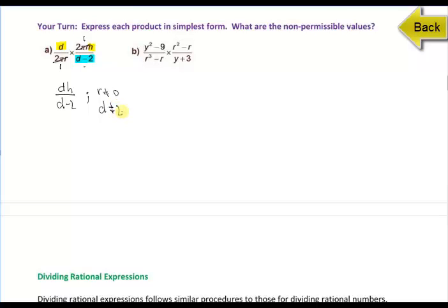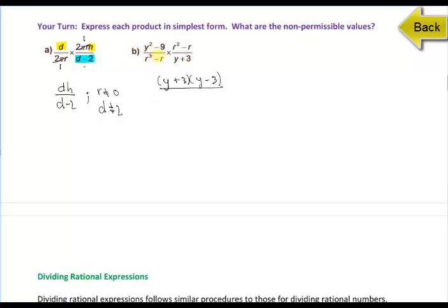Okay, so for b over on the right here, in the first numerator, we have a difference of squares, which we can factor as y plus 3 times y minus 3 over.